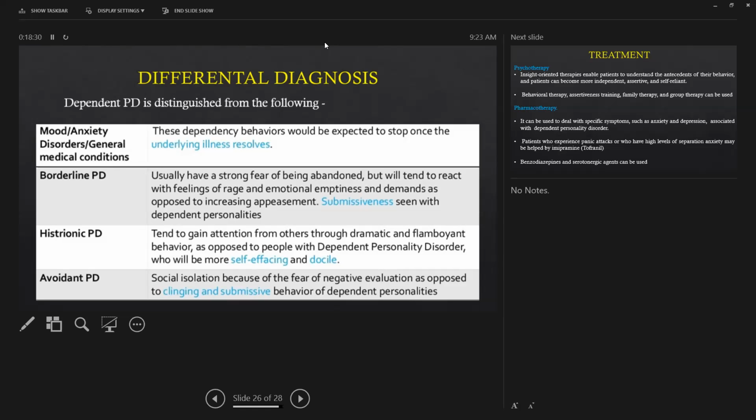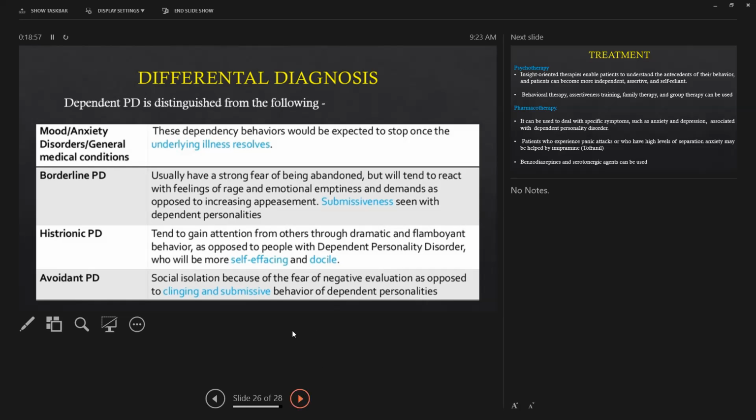In histrionic personality disorder, they tend to gain attention from others through dramatic or flamboyant behavior, as opposed to people with dependent personality disorder who will be more self-effacing and docile. While in avoidant personality disorder, there is social isolation because of fear of negative evaluation, as opposed to the clinging or submissive behavior of a dependent personality.